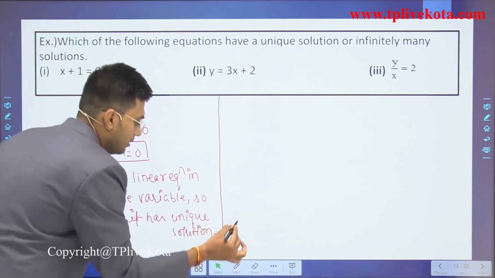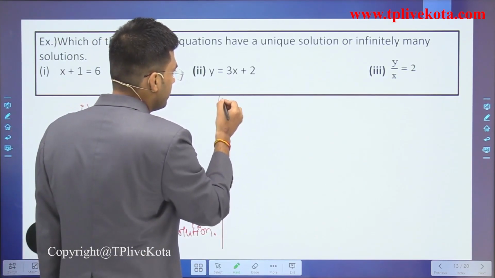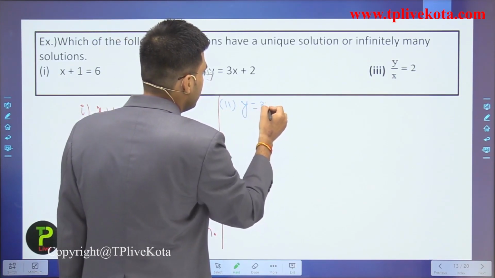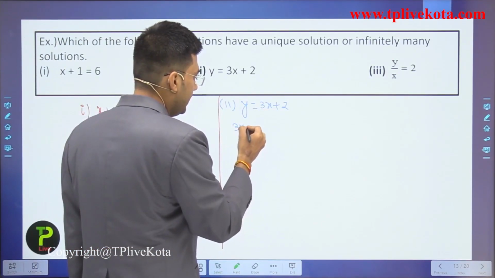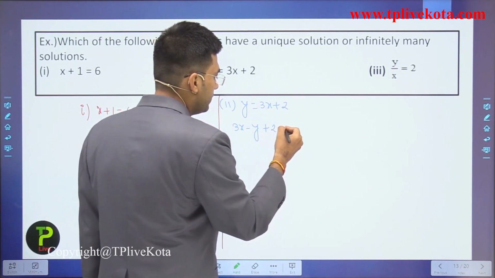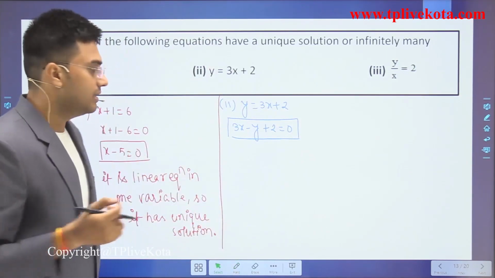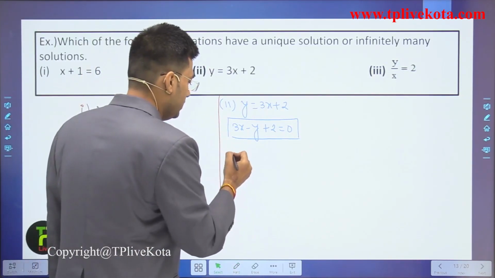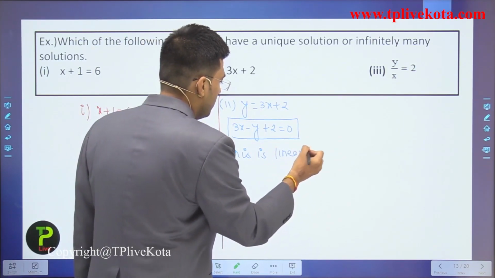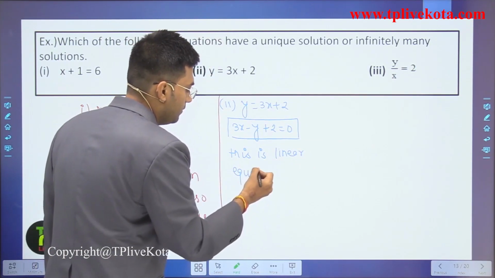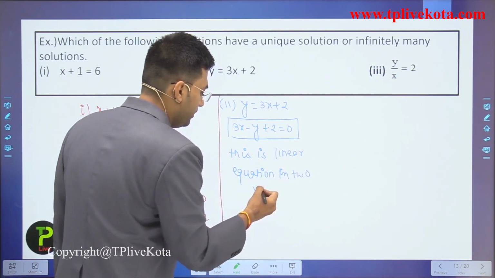Now come to the next, and the next is y equals 3x plus 2. Students, we can write it as 3x minus y plus 2 equals 0. Now we observe that this equation is a linear equation in two variables.